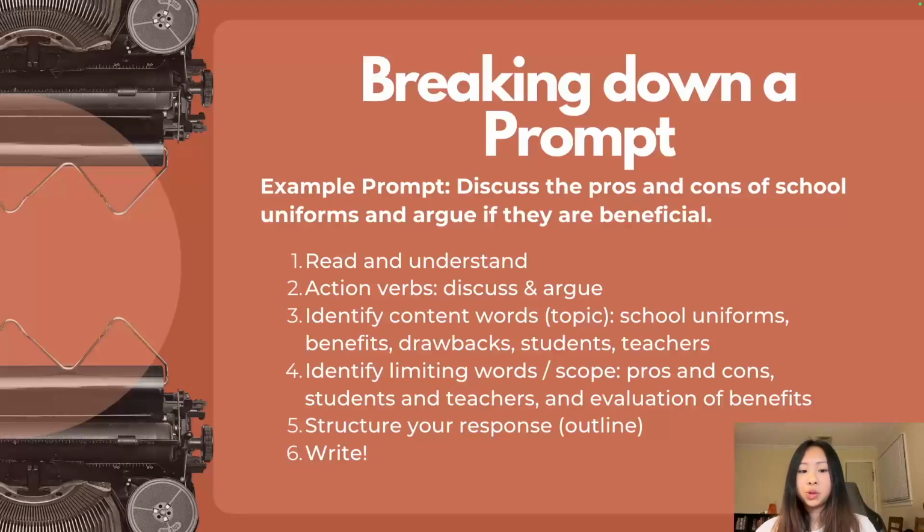The second step is to identify the content words, or the topic. These really tell you what the prompt is about. In this prompt, the content words are school uniforms, pros and cons, benefits, students, and teachers. These words define the subject matter that you should stay focused on. The third part is to identify the limiting words. These are the words that tell you how specific your response should be, or the scope of your response. Here, the limiting factors can be focus on pros and cons, evaluate the benefit. This prevents your response from becoming too broad.